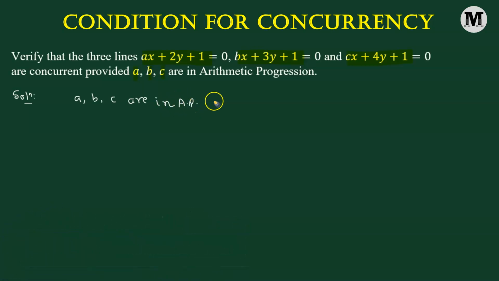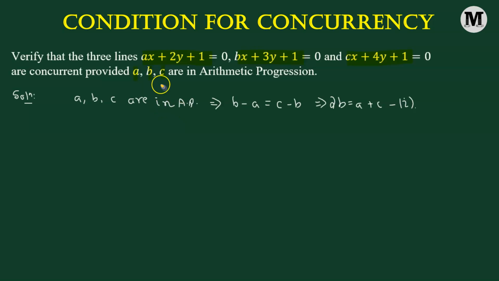Now, we know that whenever three numbers are in arithmetic progression, then we can take the second term and subtract the first term from it. This difference is going to be exactly the same as taking the third term and subtracting the second term from it. So here we get b minus a equals c minus b, or in other words, 2b equals a plus c. We're going to label this as number 1. We're going to use this.